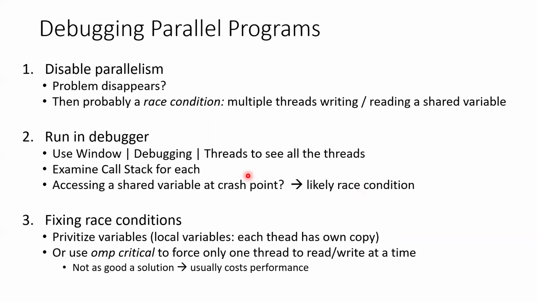You can run it in the debugger and you can see all of the threads. I think this is how you can see it from NetBeans, and I just showed you how to see it from VS Code. And you can examine the call stack for each. And if multiple threads are doing something to a shared variable at the same time, it's likely a race condition.